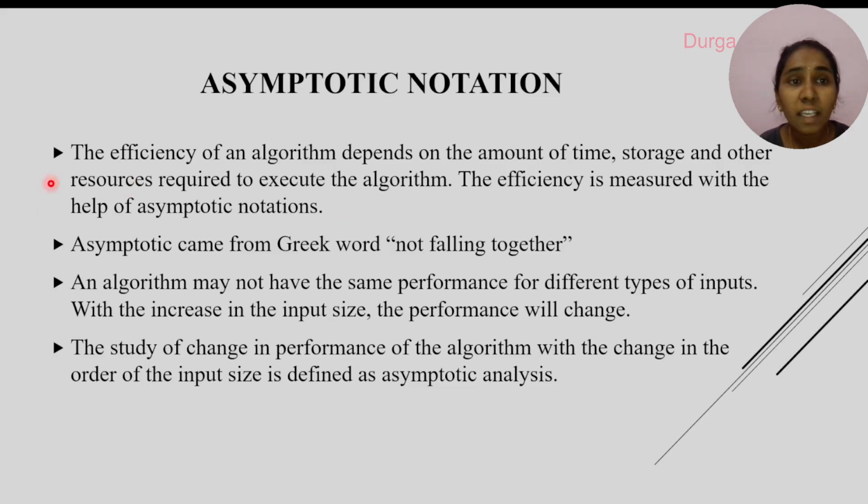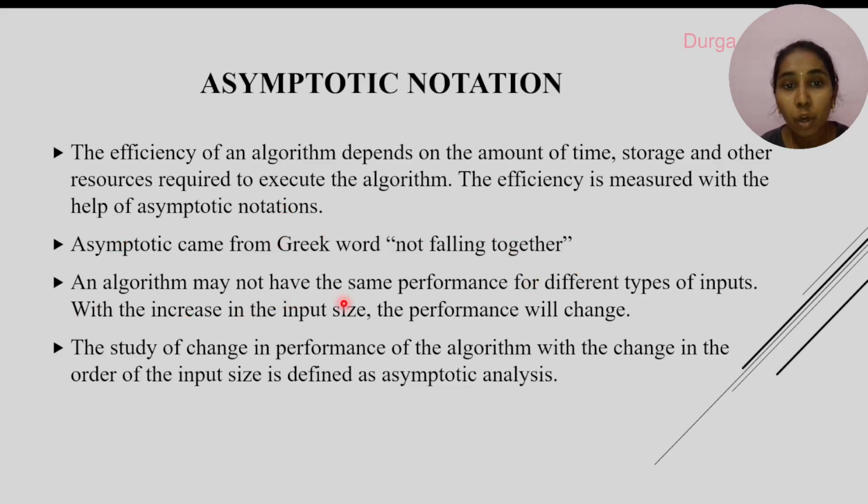Asymptotic notation is used to measure the efficiency of an algorithm in terms of time complexity, space complexity and other resources. The efficiency of an algorithm depends upon time, storage space, and other resources, and it is measured with the help of asymptotic notation. It is a Greek word which means not falling together. This will be understood a bit later.